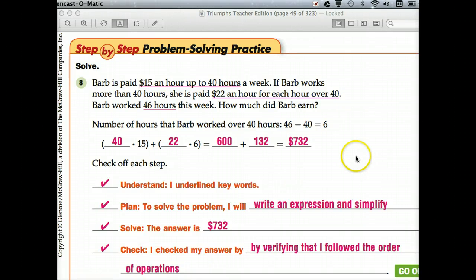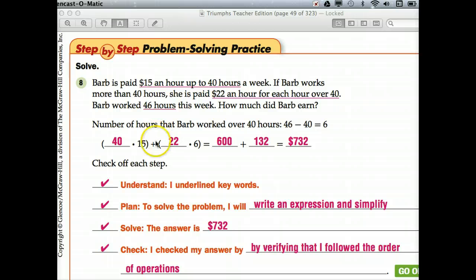All right, here are the answers to that step-by-step problem-solving practice. You should have underlined that Barb is paid $15 an hour up to 40 hours. Okay, and if she works more than 40 hours, then she's paid $22 an hour for each hour over 40, and she has worked 46 hours. And we're being asked to find out how much did Barb earn.